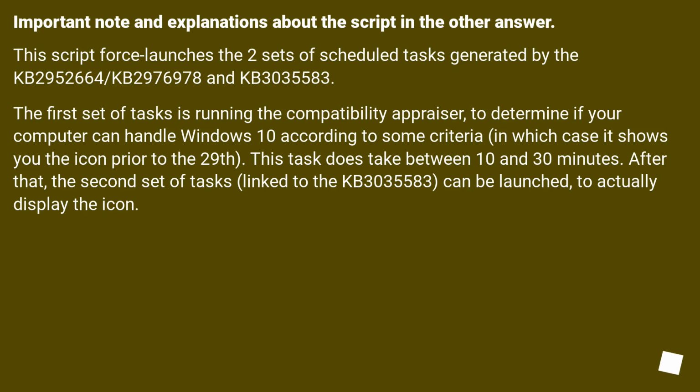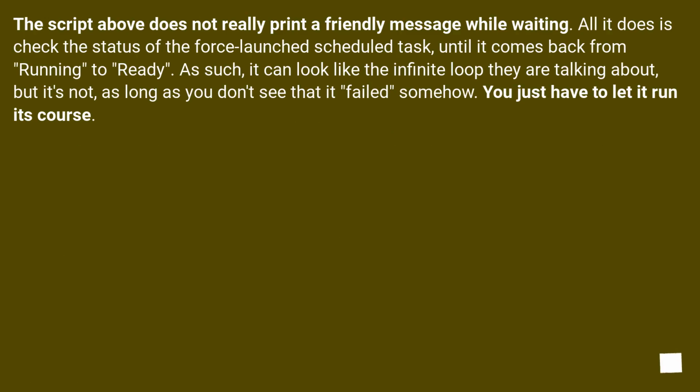After that, the second set of tasks, linked to the KB3035583, can be launched, to actually display the icon. The script above does not really print a friendly message while waiting. All it does is check the status of the force launched scheduled task, until it comes back from running to ready. As such, it can look like the infinite loop they are talking about, but it's not, as long as you don't see that it failed somehow. You just have to let it run its course.